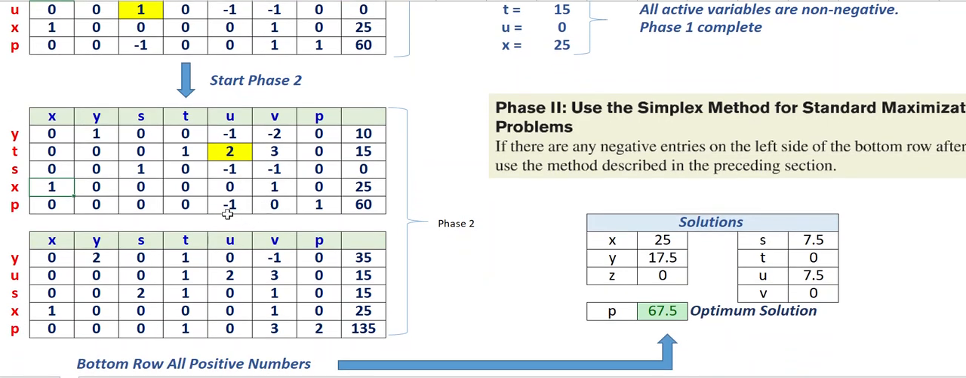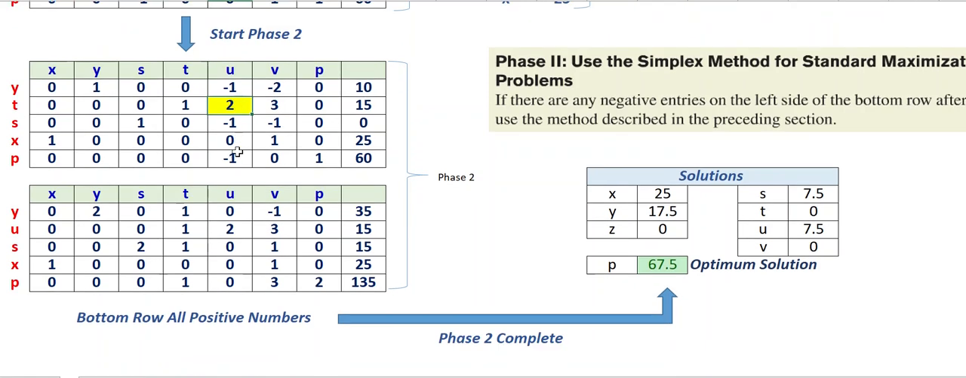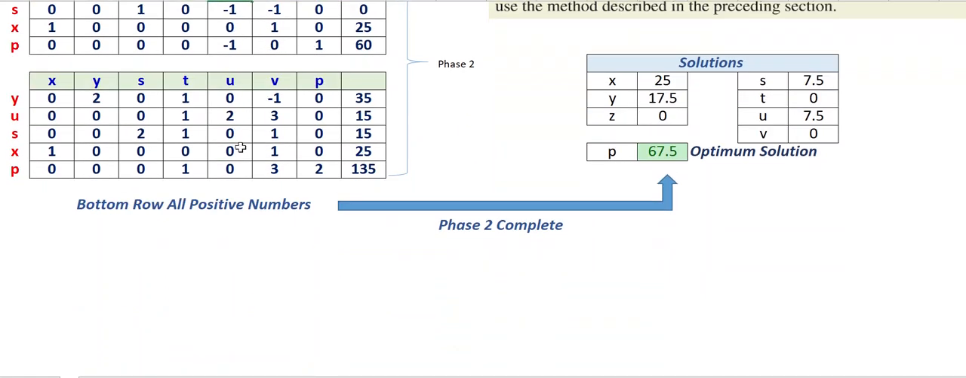And so my pivot column will be the U column. Smallest ratio in that column will belong to the row with the 2 in it. And so now we clear that column and we end up with the next table. And now I look at the bottom row and everything is positive. So we are done. So we go to the active variables.